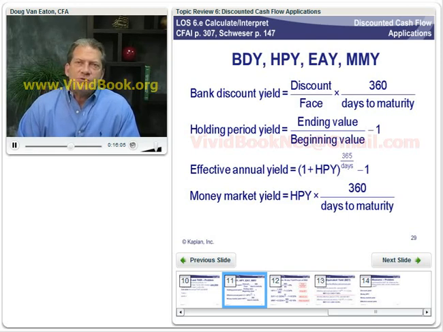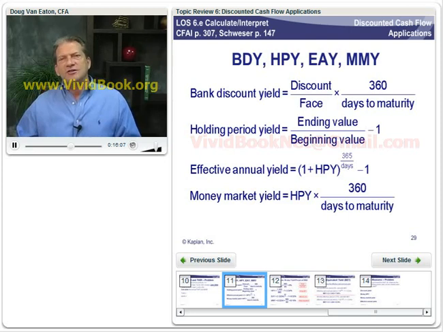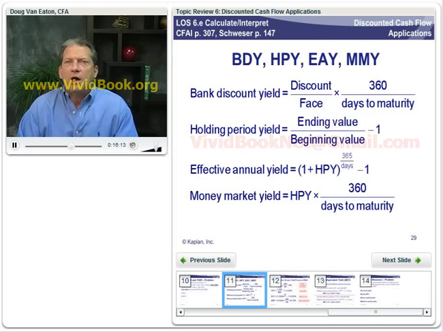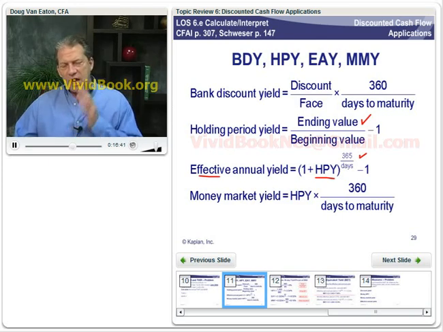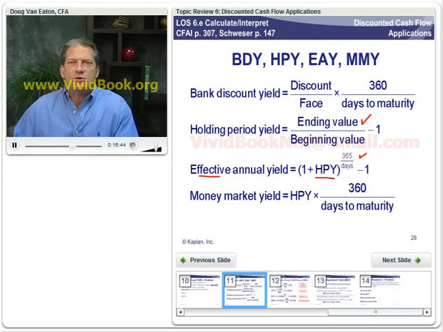And we're going to annualize this discount by multiplying by 360 over the number of days to maturity on our treasury bill or other money market discount instrument. Our holding period yield, we already know, is ending value over beginning value minus 1. Our effective annual yield, well, that holding period yield can be for any period of days, depending on the security we're looking at. To get an effective annual yield, we take that to the power 365 over the number of days, minus 1. So just like compounding out to an effective annual yield.